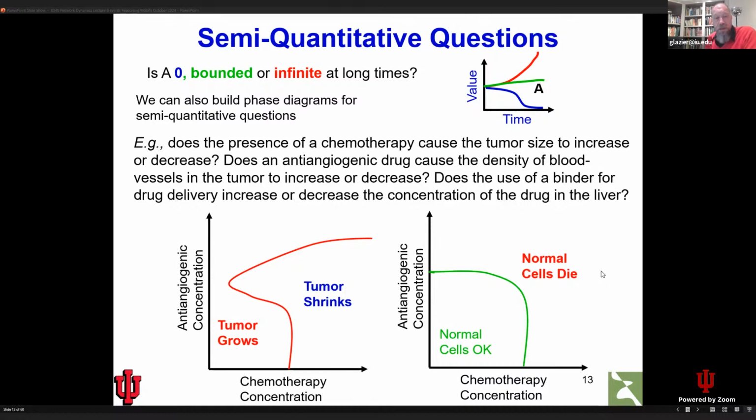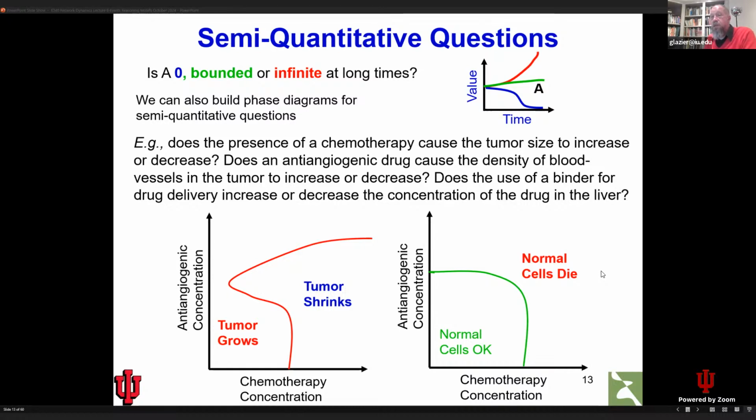Now, another kind of anti-cancer drug is one that restricts blood vessel growth. Cancers partly grow by inducing the formation of new blood vessels. And so I could imagine that as I change the concentration of a second drug, there's a boundary between tumor growth and shrinkage as well in that direction.